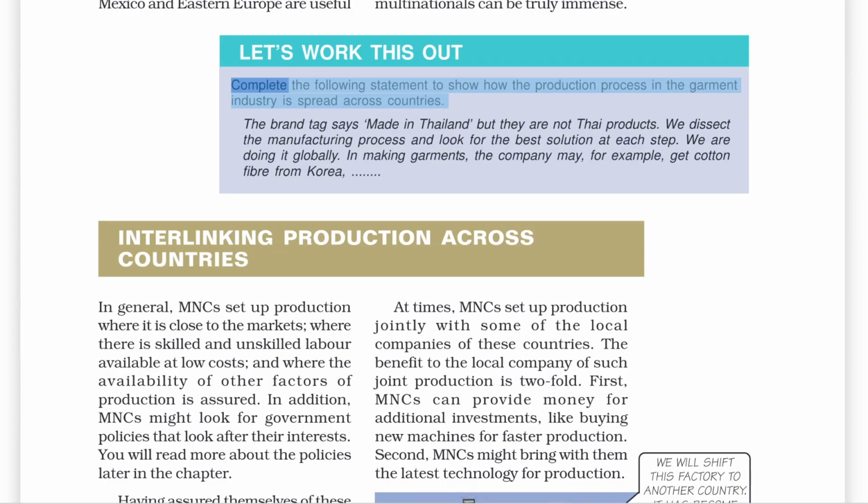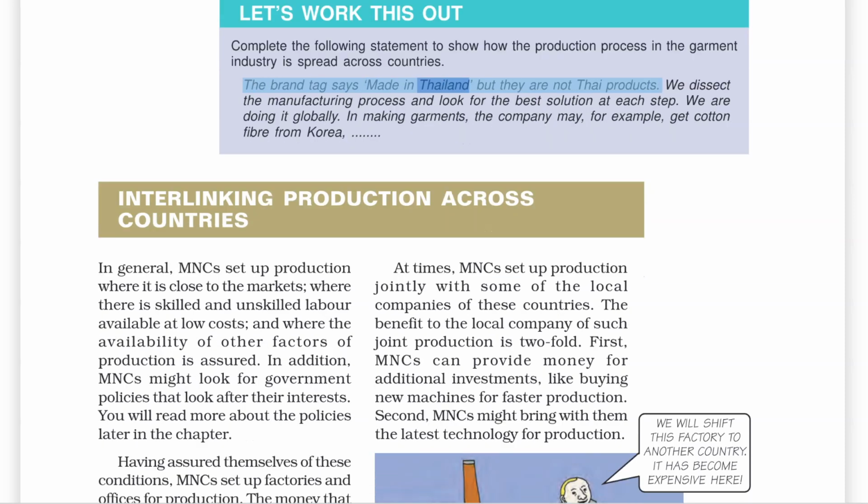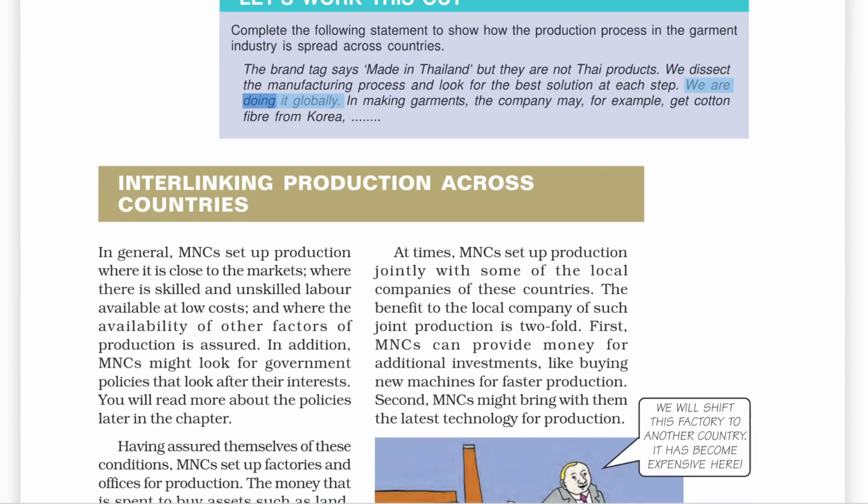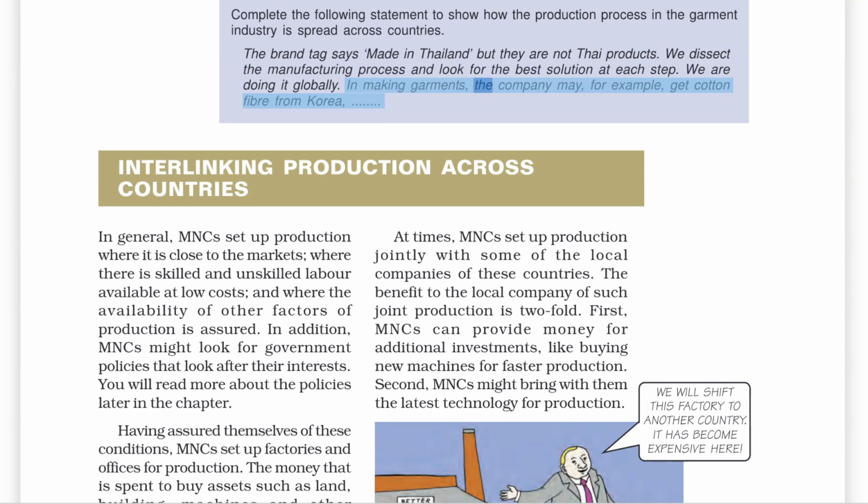Complete the following statement to show how the production process in the garment industry is spread across countries. The brand tag says made in Thailand, but they are not Thai products. We dissect the manufacturing process and look for the best solution at each step. We are doing it globally. In making garments, the company may, for example, get cotton fiber from Korea.